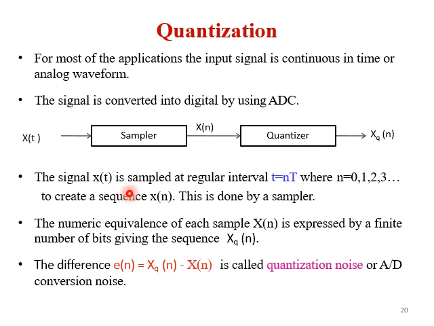The signal x of t is sampled at regular intervals of time t equal to nT, as per the sampling theorem and Nyquist criterion. The numeric equivalent of each sample x of n is expressed by a finite number of bits, giving the sequence xq of n. The error introduced in representing the continuous valued signal by a finite set of discrete levels is called quantization error or quantization noise. Simply, it is the difference between the quantized value and the actual sample value.